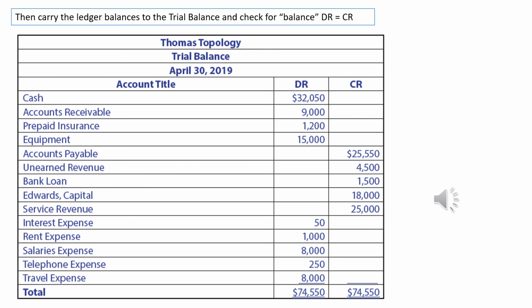If you are out of balance, I would suggest you check a couple of things. One is, did you bring forward the ledger balances correctly to the trial balance, or did you transpose a number? Did you put it in the wrong column, debit versus credit? If that was done right, then I would go through each journal entry to make sure you posted them properly within the ledger. There is a good chance you might have missed one of the sides of the entry, or did a miscalculation on one of your carry forward balances, etc. At the end of the day, in this situation, Thomas Topology will have a trial balance where both debits and credits are equal at $74,550. I hope this walkthrough was helpful.